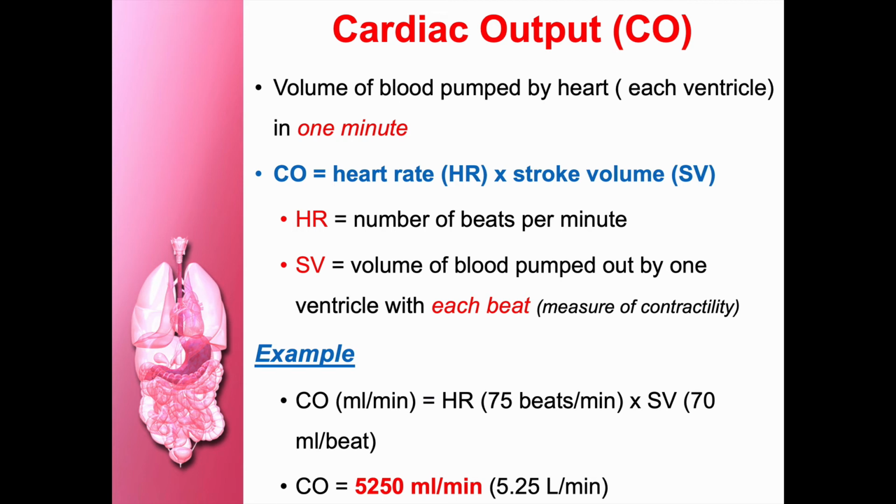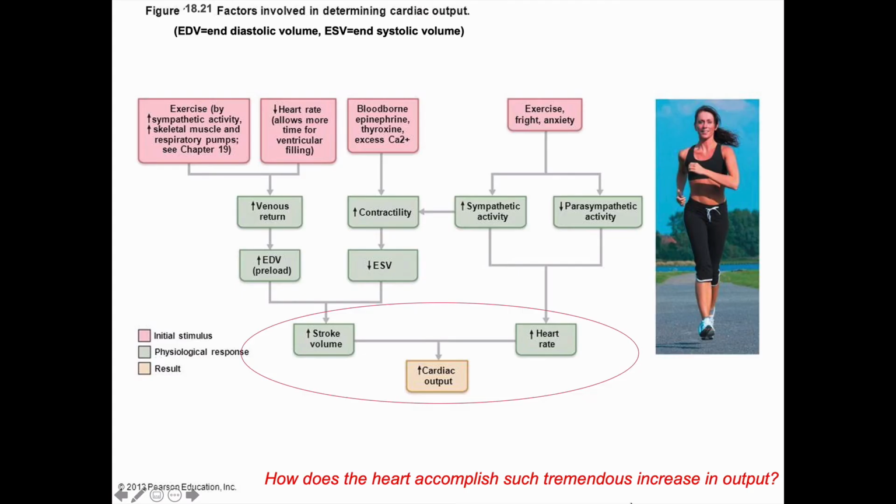The stroke volume is the volume of blood pumped out by one ventricle with each beat. Actually the capacity of the left ventricle is 70 ml. The left ventricle is said to be the largest chamber. So when the left ventricle contracts, 70 ml of blood is pushed out. So the cardiac output is approximately 5 liters of blood per minute. That's the cardiac output.